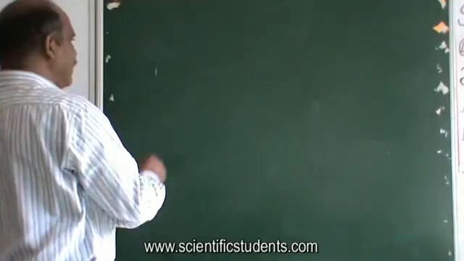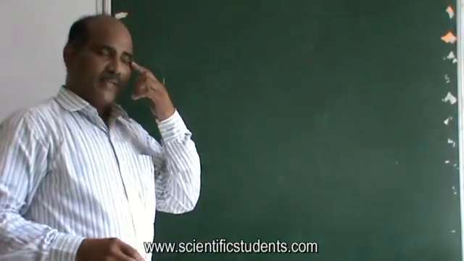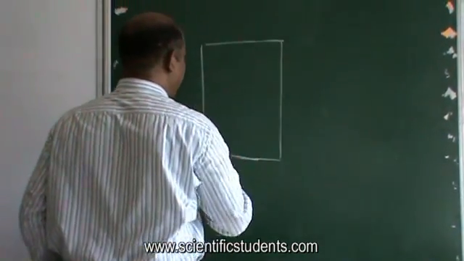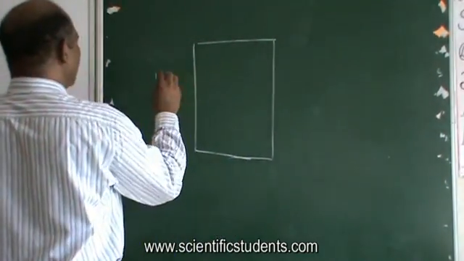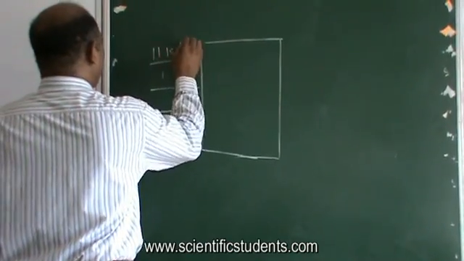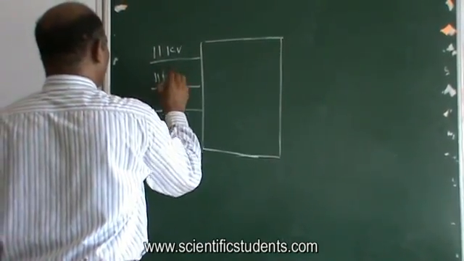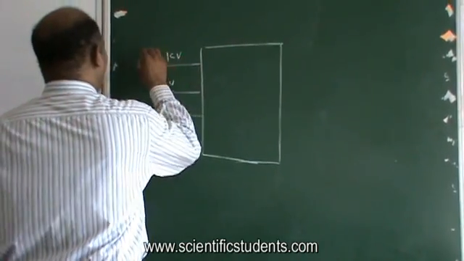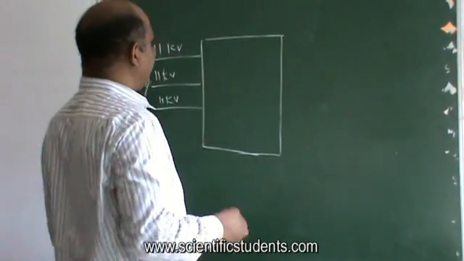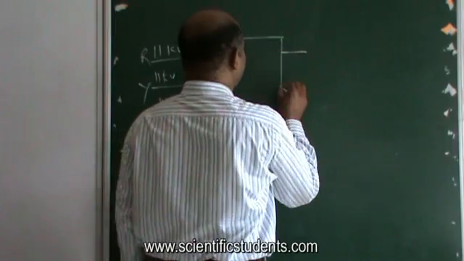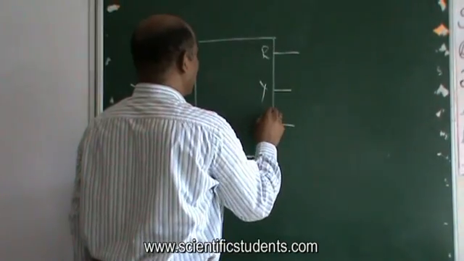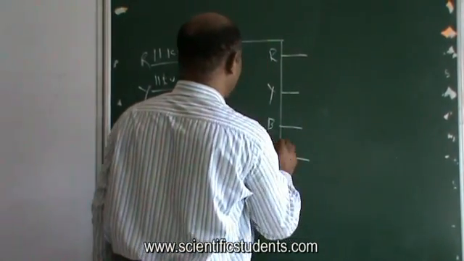Now I have 3 phases coming, 11 kV phases. Here is my transformer, which is on the road side. I get 3 phases, 11 kV, 11 kV, 11 kV, R Y B. See, 3 phases have come, R Y B, and neutral.